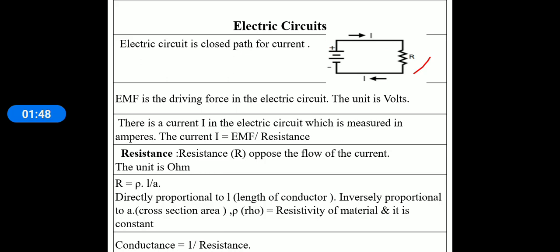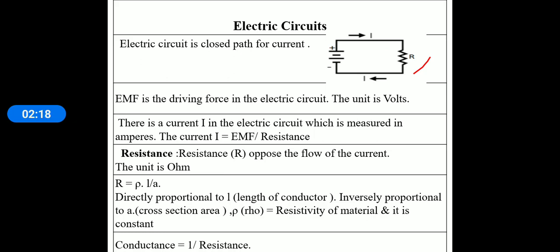The second electrical quantity is current. There is a current I in the electrical circuit, which is measured in ampere. The current I is given by EMF by resistance. Then what is the resistance? Resistance opposes the flow of current in the electrical circuit. The unit of resistance is ohm.